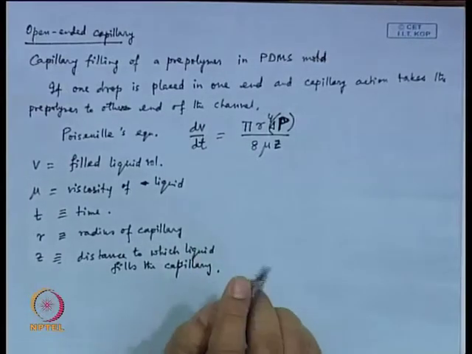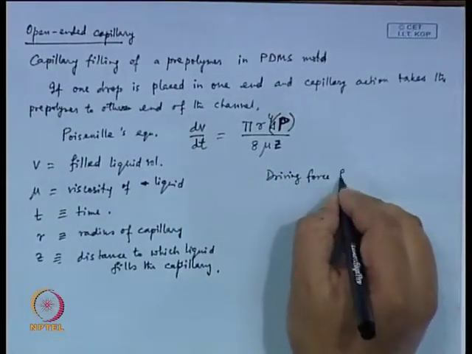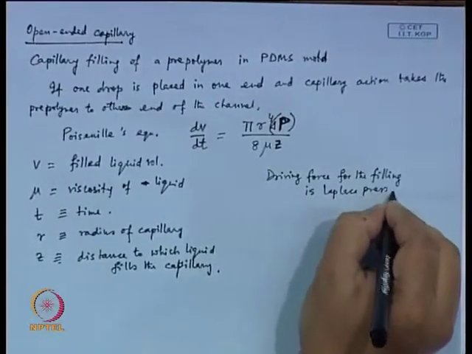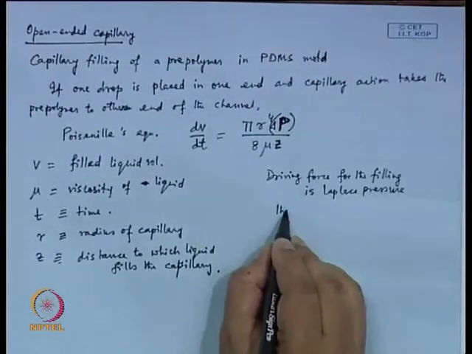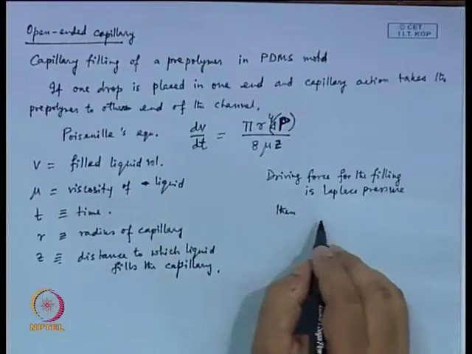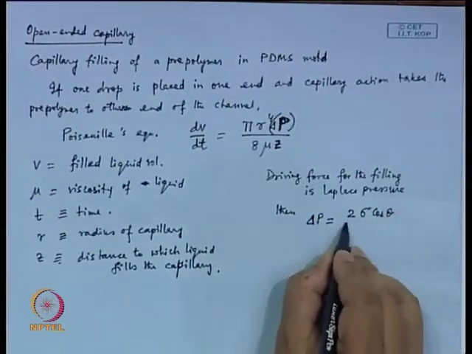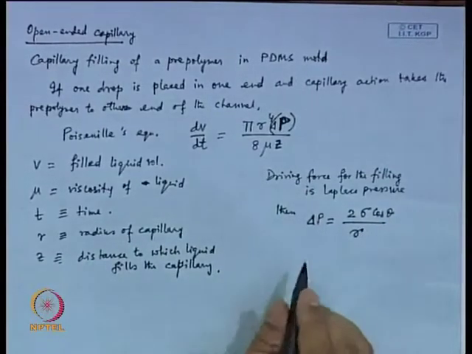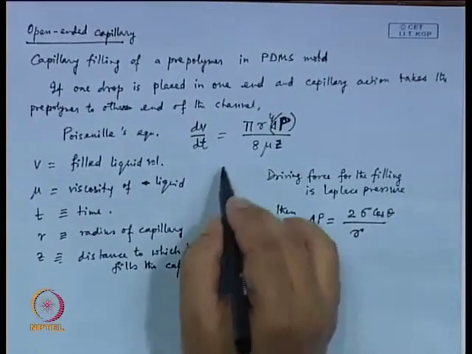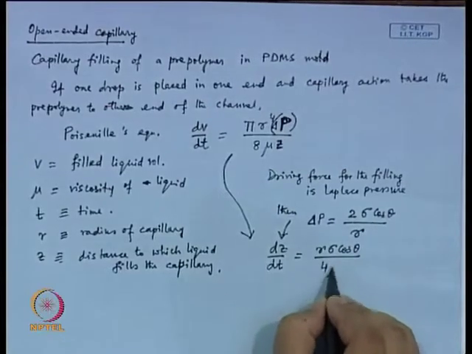Now, the driving force for the filling is the Laplace pressure. Then you can write this delta P to be equal to 2 sigma cos theta divided by R. So, in that case you can write dz/dt equal to R sigma cos theta divided by 4 mu z.